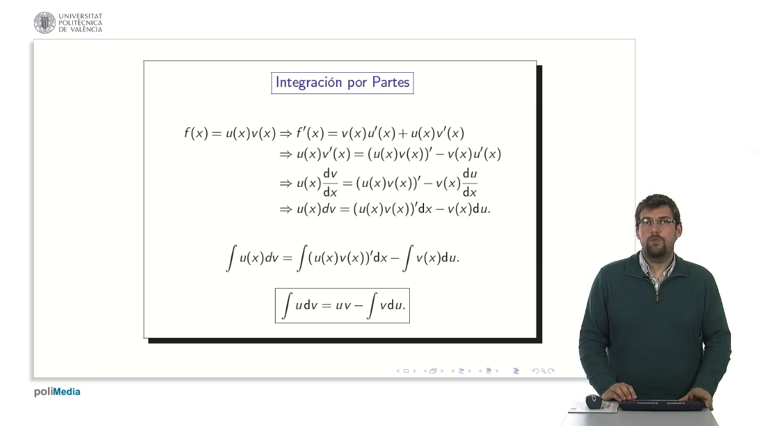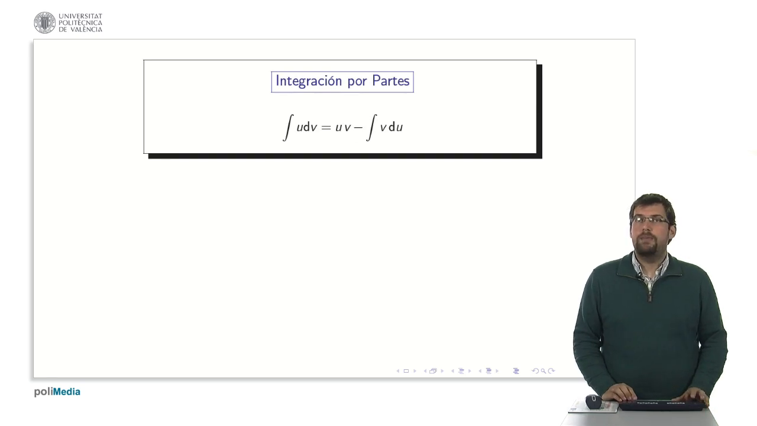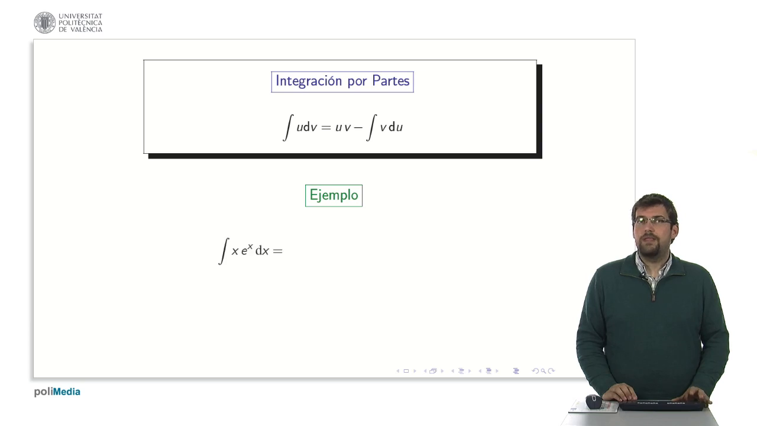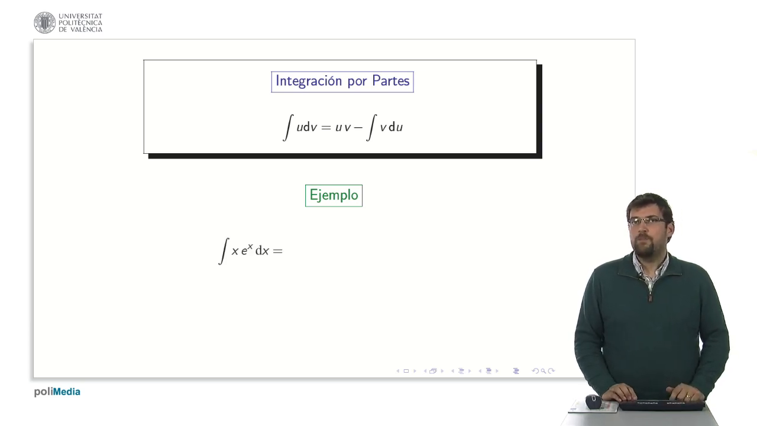After doing all this, we obtain the well-known formula: the integral of u times dv is the same as u times v minus the integral of v times du. Let us see a practical example of the integration by parts. A fairly simple example could be the integration of x times e raised to x. In what situation should we apply integration by parts, and why is this a simple example?